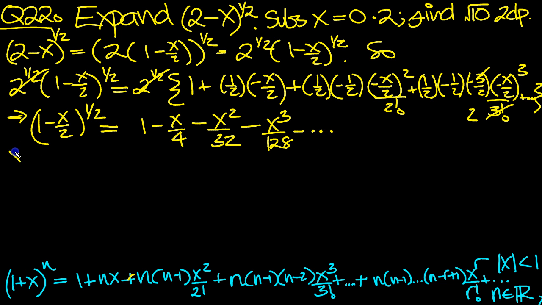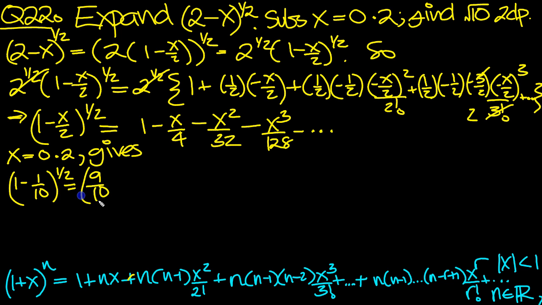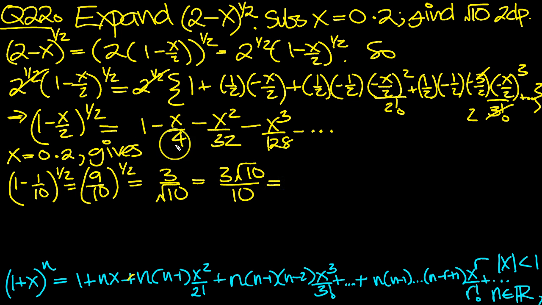So let's put in x equals 0.2 then and see what we get. 1 minus 0.2 over 2 is 1 minus 0.1, which is 9/10, to the half. To the power half is equal to 9 to the half is 3. 10 to the half is root 10. So this is equal to, rationalizing the denominator, 3 root 10 over 10 is equal to 1.